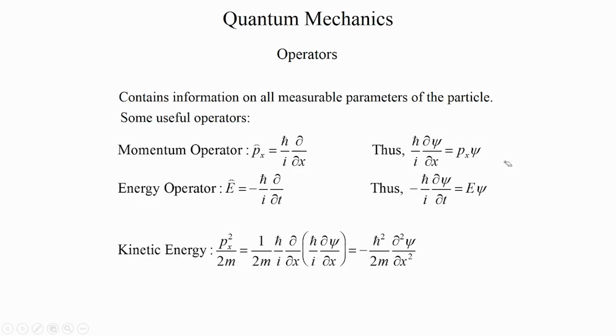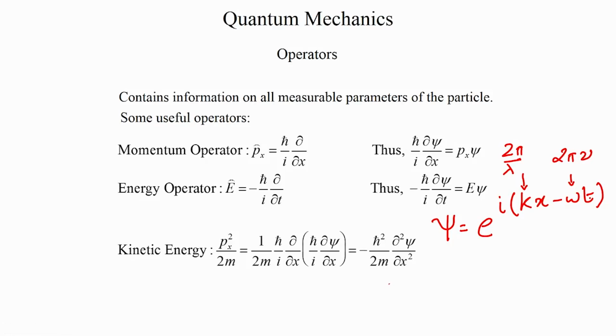Just to give you a quick feel for why this is the momentum operator, let us say for the sake of argument that my psi is a plane wave, e to the power i(kx minus omega t), where omega is the angular frequency, k is my wave vector, which is 2 pi by lambda, and omega is 2 pi into nu, where nu is the frequency in hertz, t is time, and x is the distance. And i is basically the square root of minus 1. Wherever you see i, it is simply your complex number. So let's assume this is my wave function.